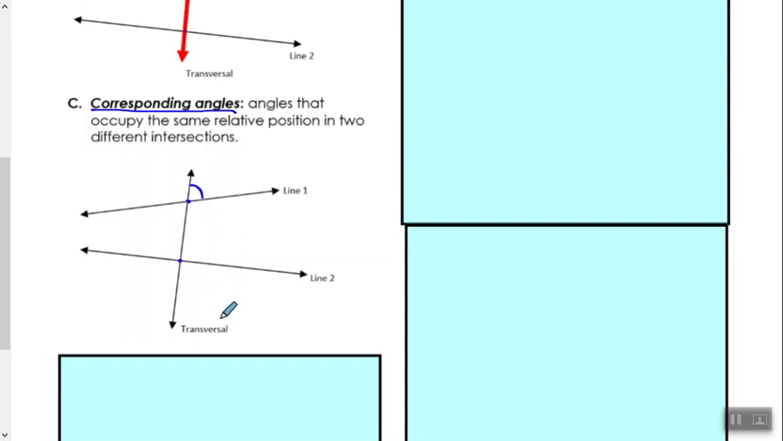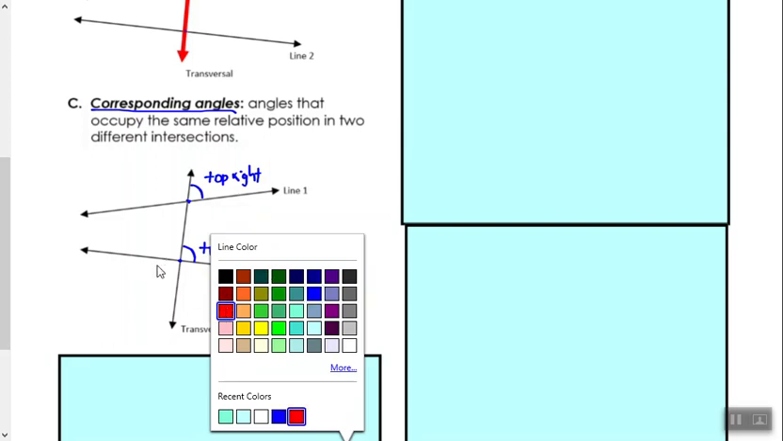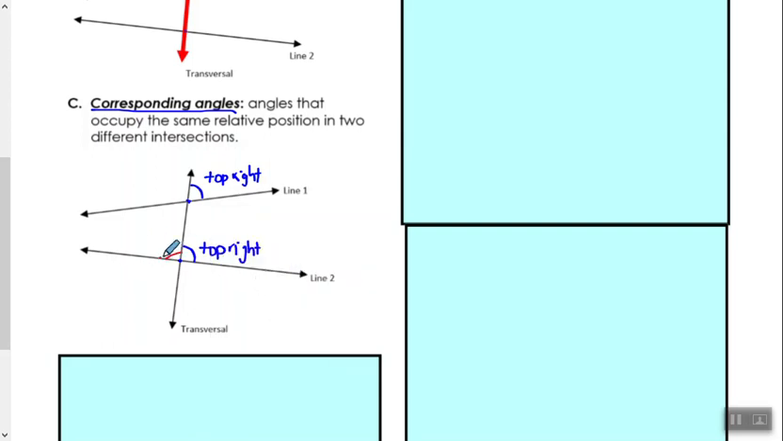If I'm looking at this angle here, then for this intersection, the way we're looking at it, it's kind of in the top right. So it's in the top right corner. So going down to this intersection, I'm looking for what's in the top right. Okay, so this angle is also in the top right. So it is corresponding to this angle here. Or I could look, for example, to this one. So this angle is in the top left. In this intersection, here's the top left. So those two will be corresponding.